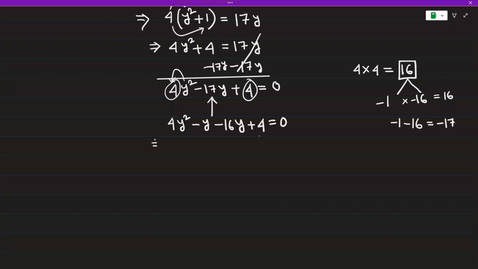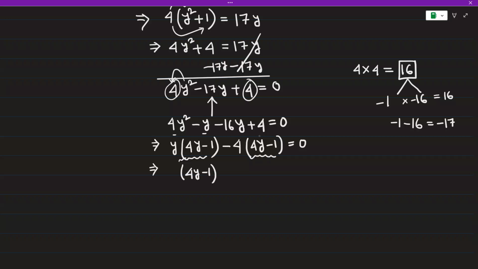Now, from the first two terms, we can take a common y, so in parentheses we write (4y - 1). From the third and fourth terms, if we take common negative 4, we get in parentheses (4y - 1) = 0. Now, this (4y - 1) and (4y - 1), if we take common, we get (4y - 1)(y - 4) = 0.